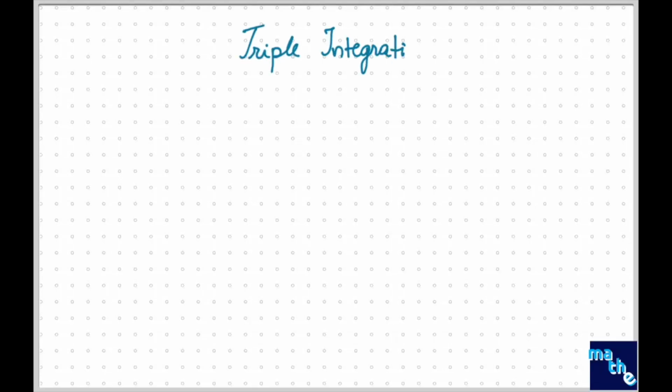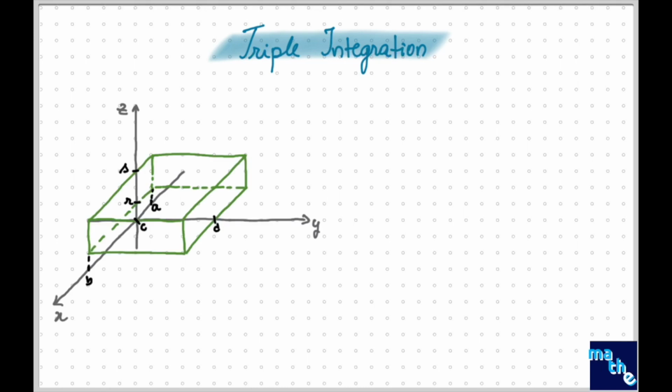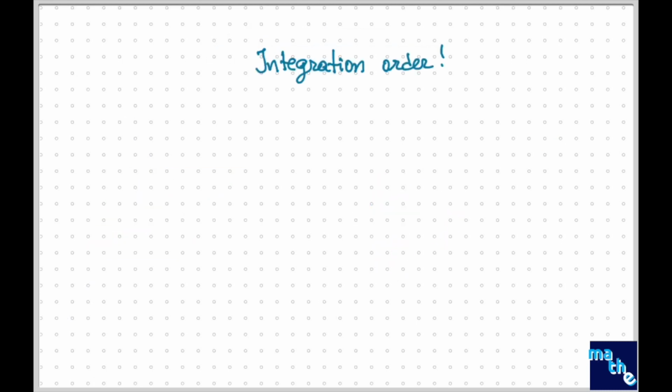Hello, today we are going to talk about triple integration. We have seen before how to use triple integrals for a simple geometry, like a rectangular box. But how can we apply that knowledge to a more complex scenario? First of all, we need to sort out the order of integration.